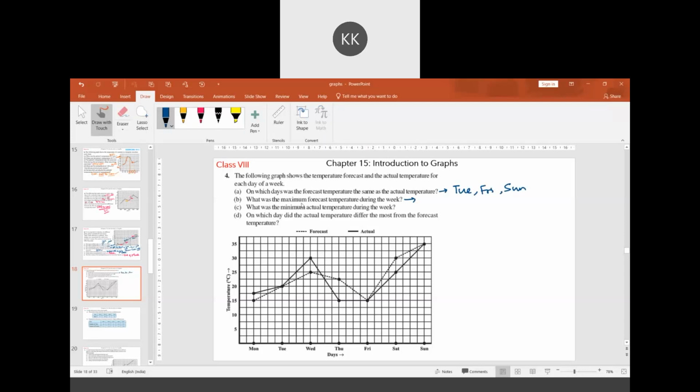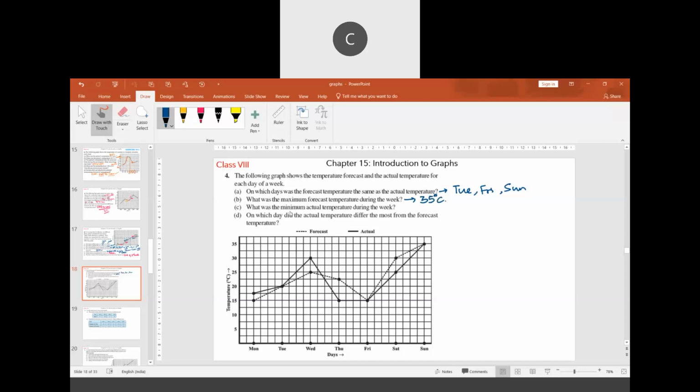What was the maximum forecast temperature during the week? Sunday, sir. Forecast. It is here. Sunday, 35 degrees Celsius. Correct? Yes, sir. 35 degrees.